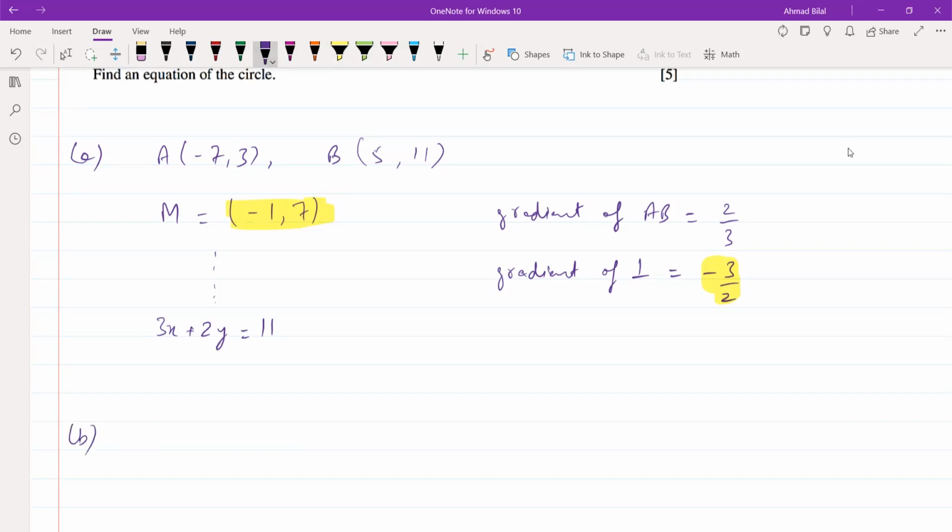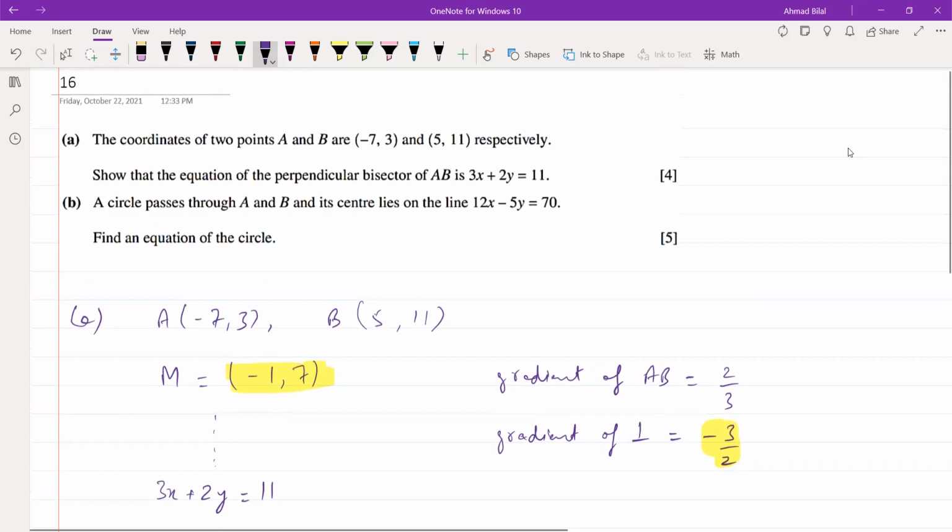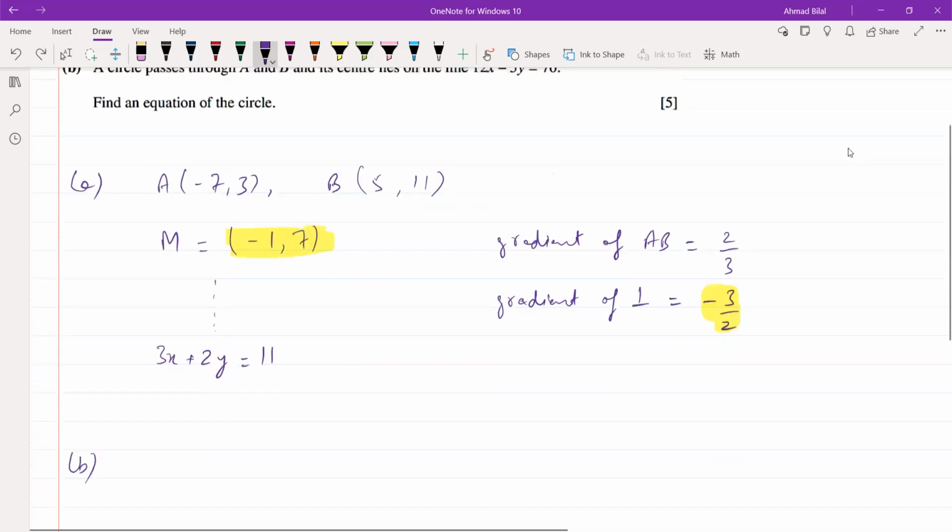Now let's look at part B of this. Okay, in the first part we found the perpendicular bisector of A and B. That's this thing. Now in the second part it says the circle passes through A and B, and its center lies on this line, 12x minus 5y equals 70. Using this, we have to find an equation of the circle.